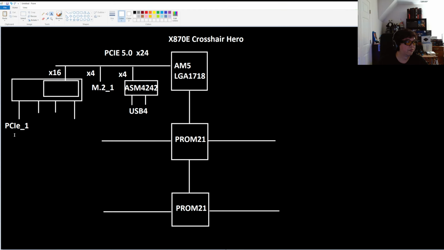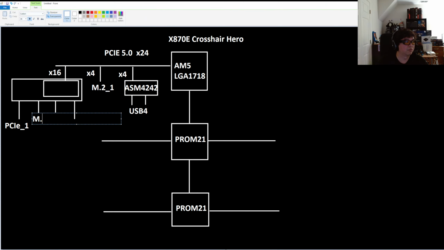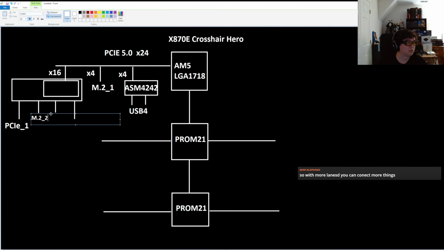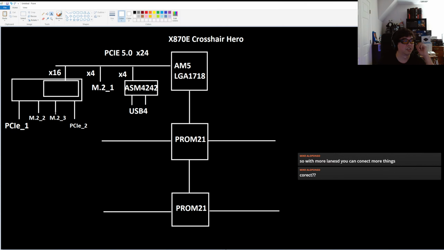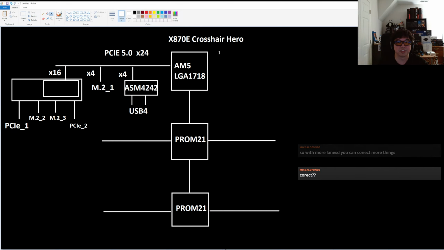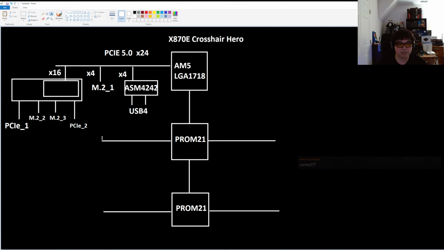We have M.2_2. I think we're gonna have to make this font smaller because this is too big. Let's make this like this. Okay. And then M.2_3. And then we have PCIe_2. So these are all connected on the CPU lanes. So with more lanes, you can connect more things.